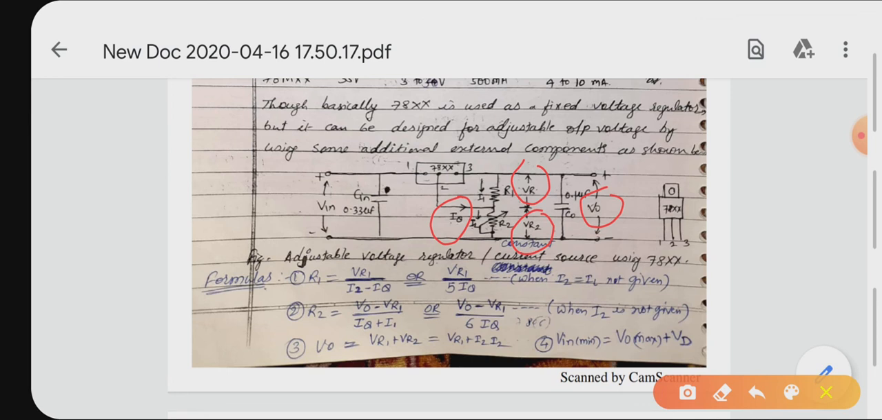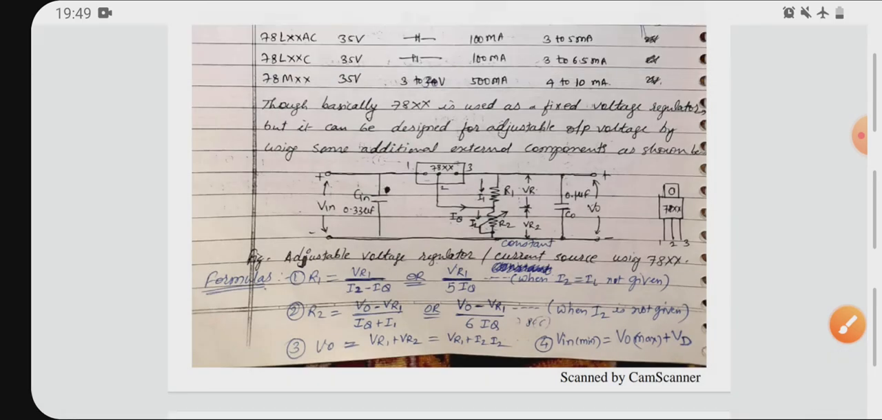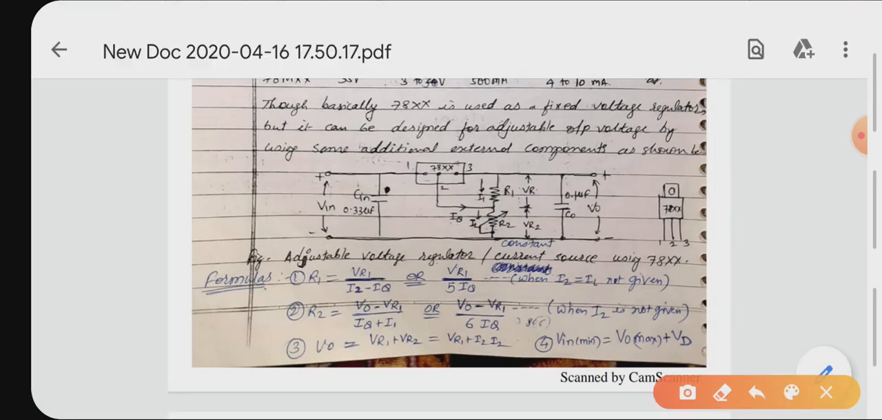So you have to remember these important formulae here: R1, R2 and VO.